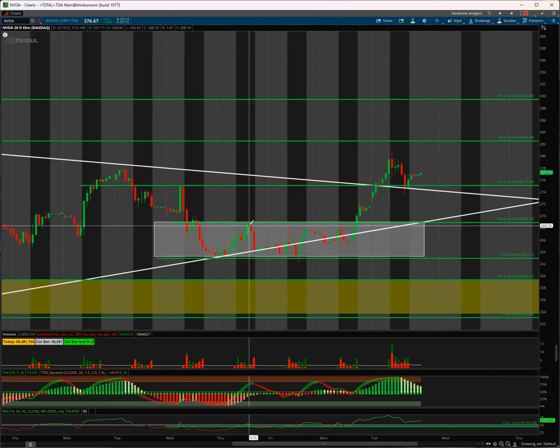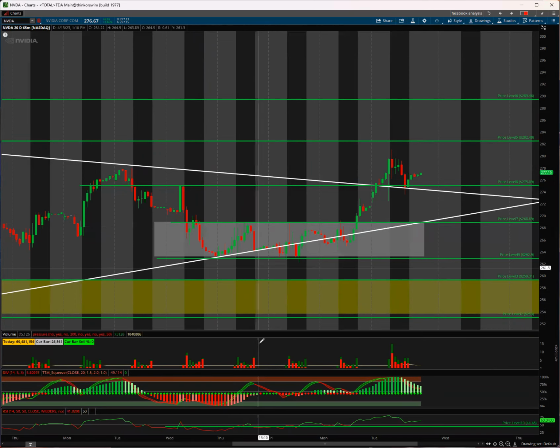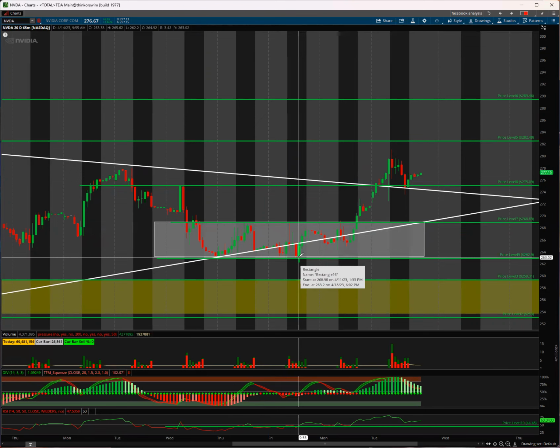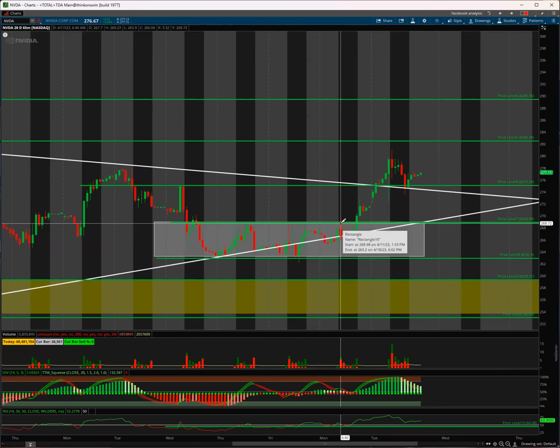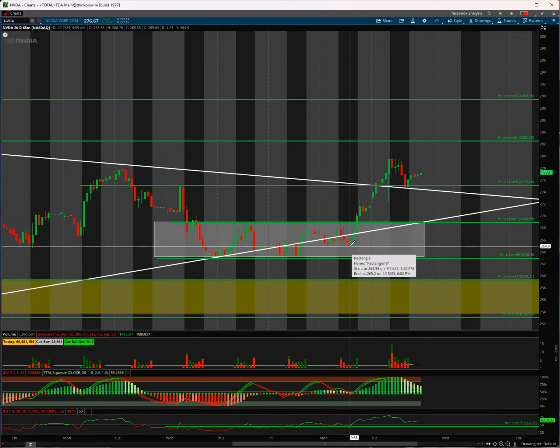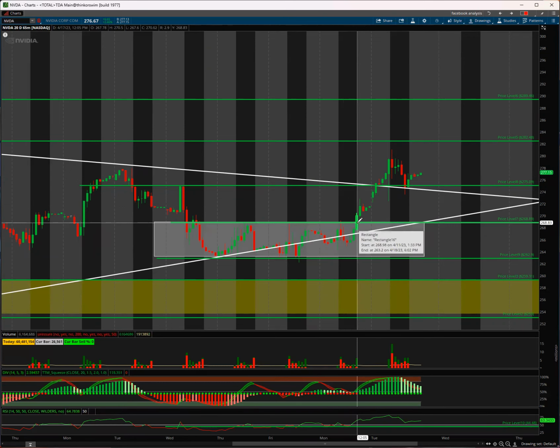Second time we touch it, we reject, pull back again. We touch it again, pull back again. Same exact 263 support right here. We come back up again. We touch it for the third time, or the fourth time. We come back down again, and then guess what happens right here yesterday?